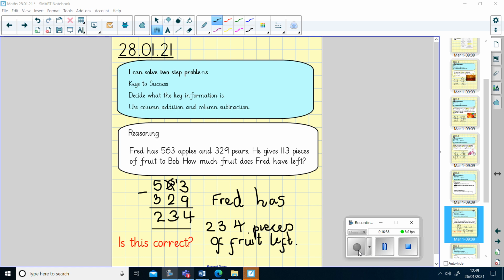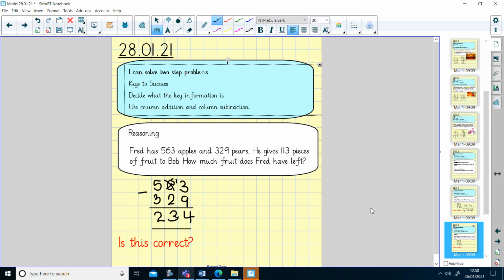So this is the answer that I have attempted. Fred has 234 pieces left. So what I did was my 563 apples and my 329 pears, and I subtracted them, and then that tells me how much fruit Fred has left. Have a look at that, children, and work out if it's correct. Pause the video for me and have a look, and then come back to me for the answer.